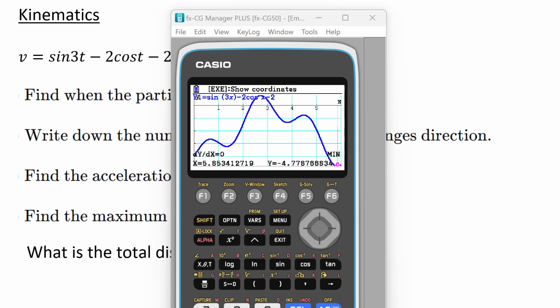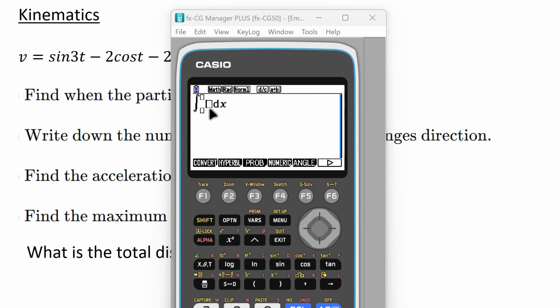A really nice way of doing it is this. I'm going to do the integration here. It's clearly between 0 and 6. And I'm going to type this equation in here, but I want it always to be positive. So I'm going to put in an absolute value symbol. So options, go across to numeric, absolute value of the equation, the absolute value of this. So it's always positive between 0 and 6.